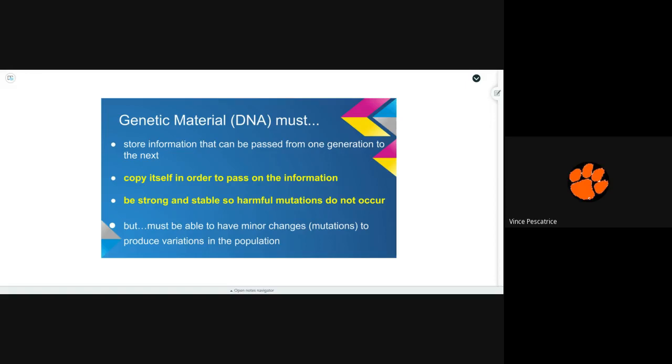Okay, so you must be able to have these minor changes, which produce variations in the population, which are why you don't look like me and you don't look like other people in this classroom. And that's what the variation is. It's how we're all different.